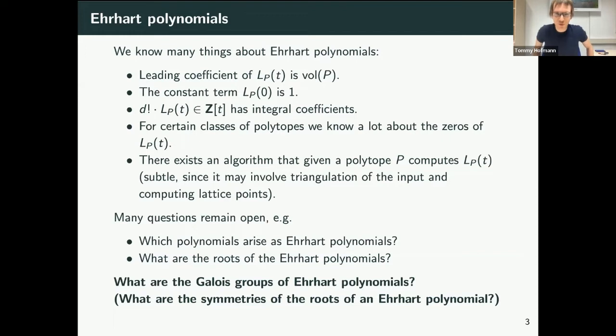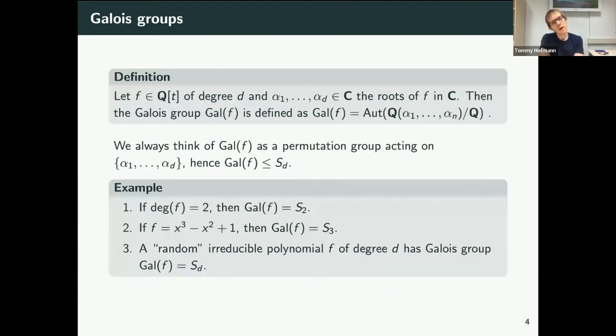Now, of course, many questions remain open. The most ambitious one is, what are actually the polynomials arising as Ehrhart polynomials? Or what exactly are the roots of the polynomial? The question we asked ourselves is, what is the Galois group of such an Ehrhart polynomial? And morally, what is the Galois group? It doesn't tell you exactly what the roots are, nor where they are, but it somehow captures the symmetries between the roots. Now let me make this a bit more formal quickly.